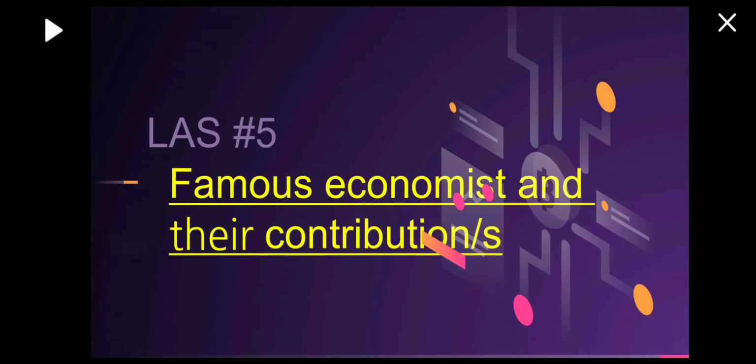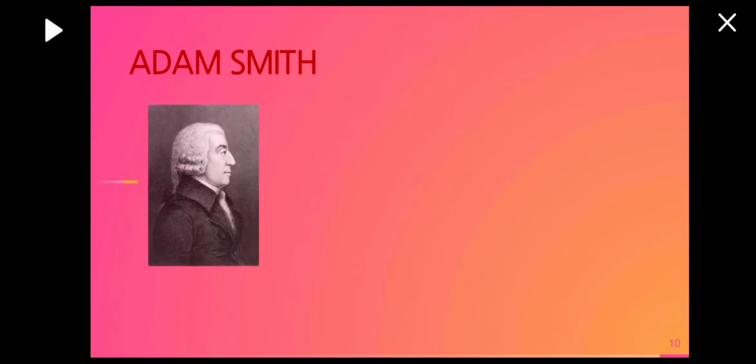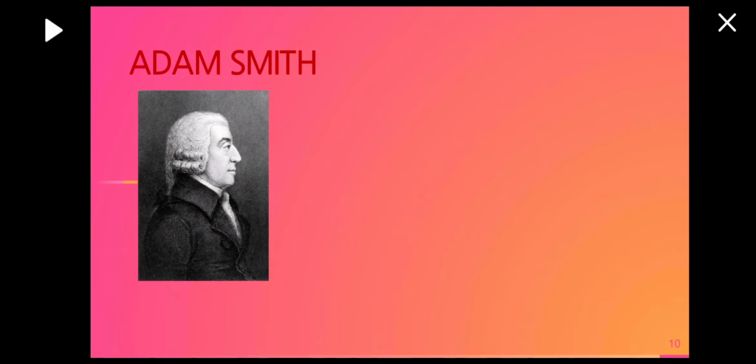So, let's now proceed to the famous economists and their contributions. First economist, meron tayong Adam Smith. Adam Smith, ito siya. Okay. Adam Smith is known as the father of economics. Okay? He is known for creating the concept of GDP. GDP, ito yung gross domestic product. So, si Adam Smith ang nakapag-conceptualize nito.